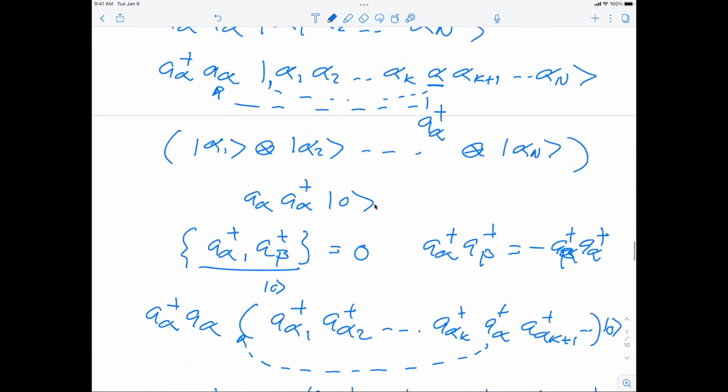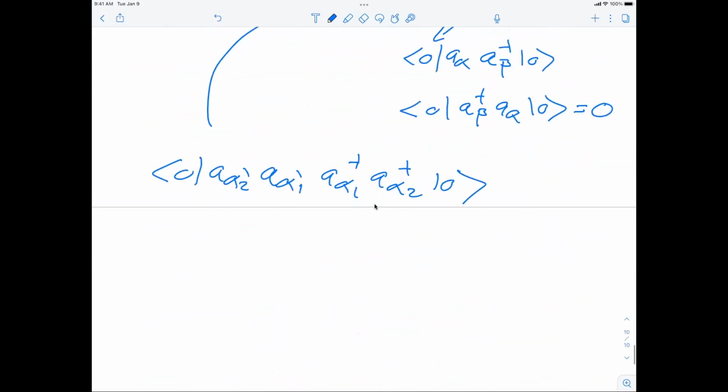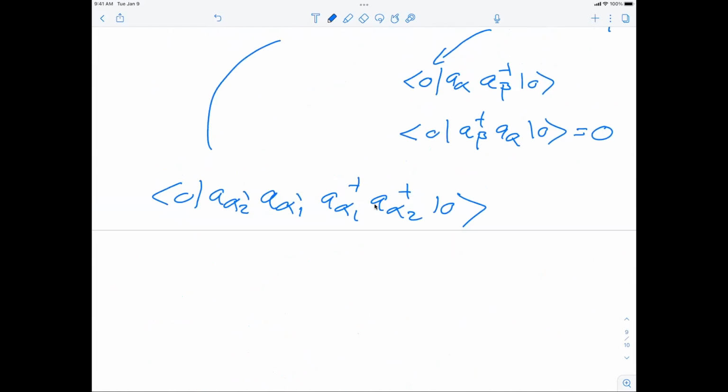So let me just go down to the bottom here. And now you see what you would do, based on this formula here, is that you would like to have one of these annihilation operators to the right. If you're able to do that, then we can immediately set that term equal to 0. So if you now take the anti-commutation rules, you can then shuffle around these operators. So let's see how we can do that.